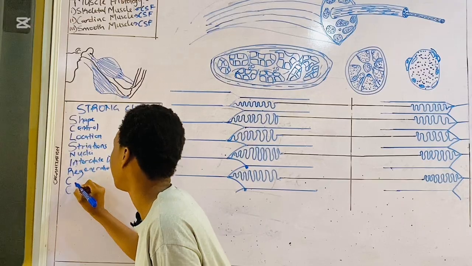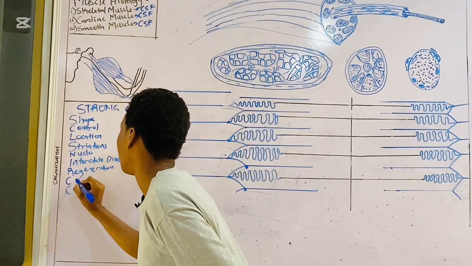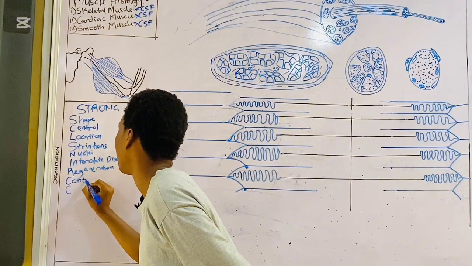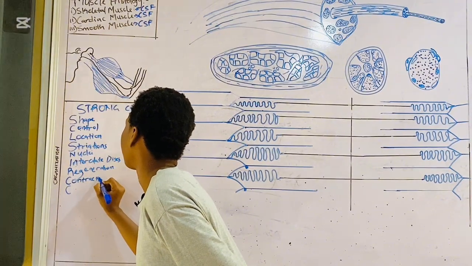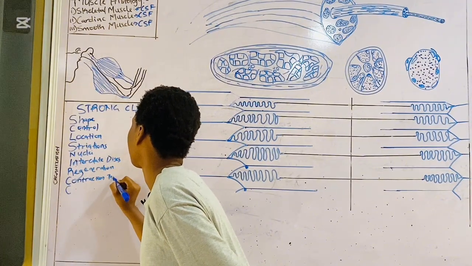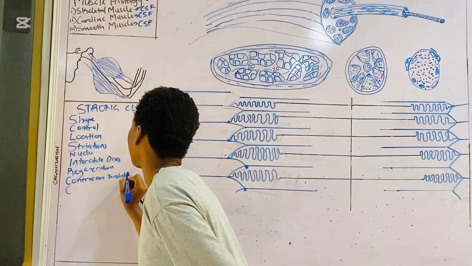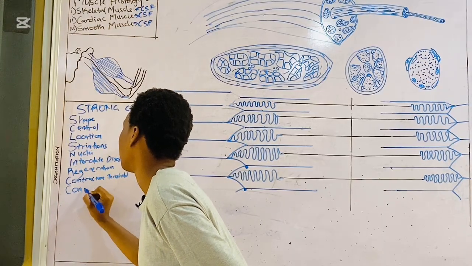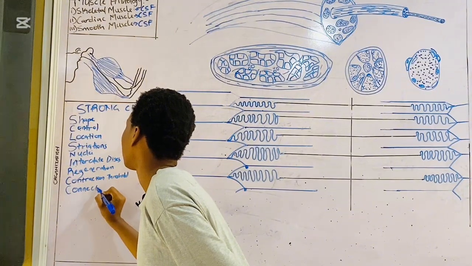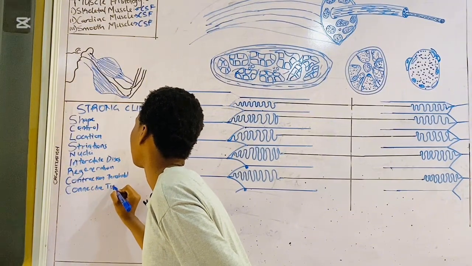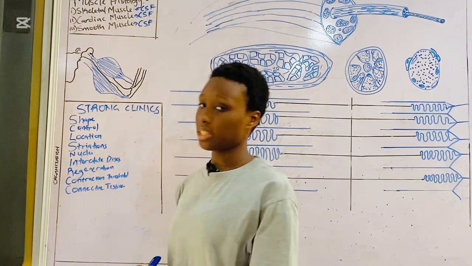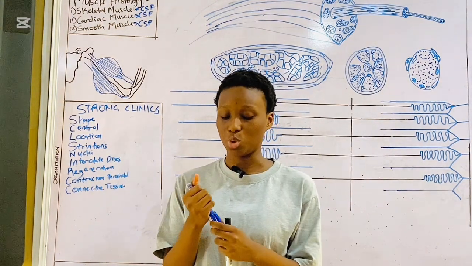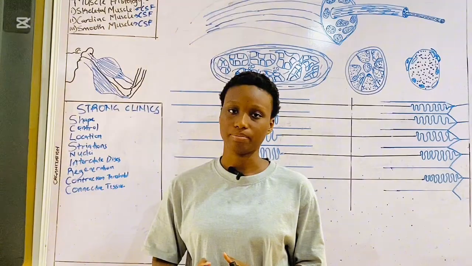Our second C stands for contraction threshold. And our last C stands for connective tissue. These are the characteristics we are going to be using to differentiate each muscle type, or to describe each muscle type.